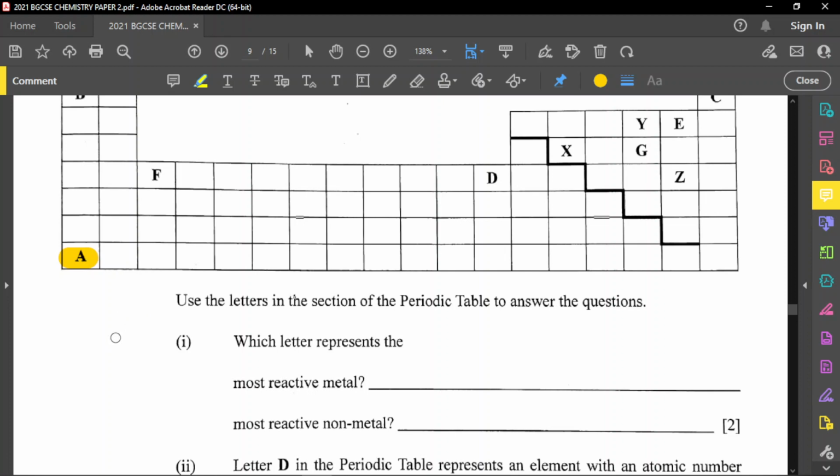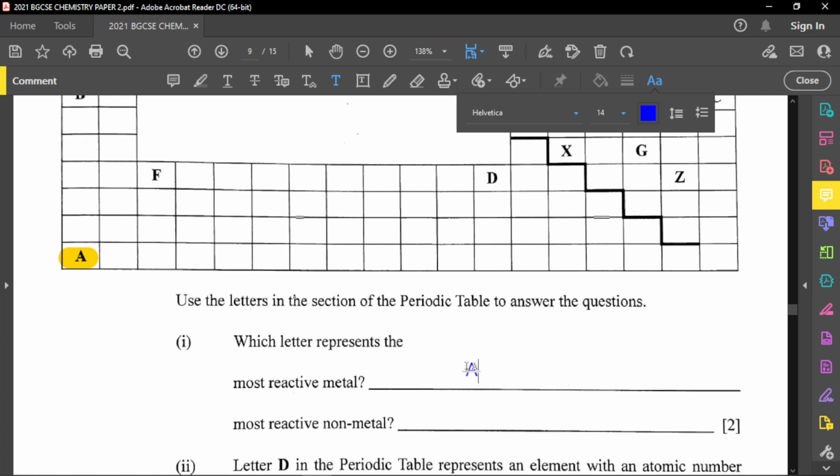I'm going to tell you why. Going down the group of the metal, the atomic radii increases, which simply means that the valence electrons will be further away from the nucleus, which means that the metal can lose these loosely held electrons. Once the atomic radii is large, the valence electrons are further away and you can lose them quite easily. Therefore, you are more reactive. So A will be our option right here. A is going to be the most reactive metal.